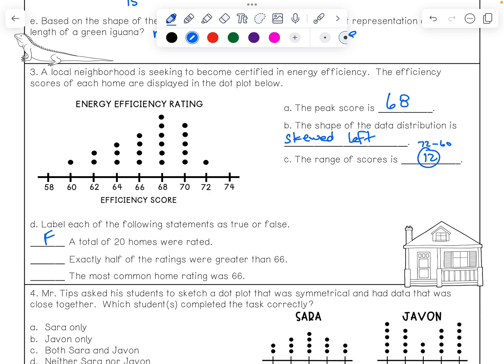Exactly half of the ratings were greater than 66, so let's look at the scores that were 66. These are the scores that are 66. Let's say 22 total. So exactly half the ratings were greater than 66. That means exactly 11 are greater than 66. So 1, 2, 3, 4, 5, 6, 7, 8, 9, 10, 11, 12. So that is also false because there are 12. 12 are greater than 66, and that's more than 11. The most common home rating was 66. That is also false because the most common is 68.